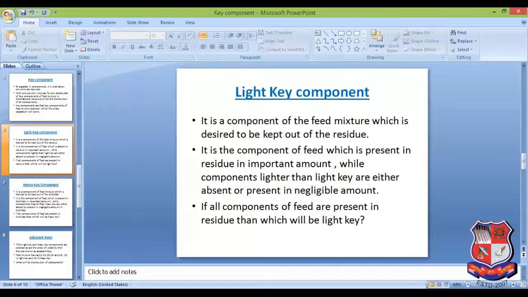Okay. So you understand it? Now one question is: if all the components of the feed are present in the residue, then which will be my light key? Pause the video and think for 1 minute, right? Then I will reply to you.